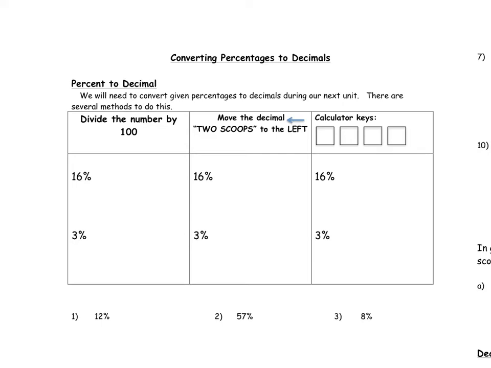Today we're briefly going to return to Lesson 2 on page 3. Several days ago we talked about converting percentages to decimals, and we chose 3 methods. You can divide by 100, 2 scoops to the left, moving the decimal, or there's special calculator keys. So please turn to page 4.